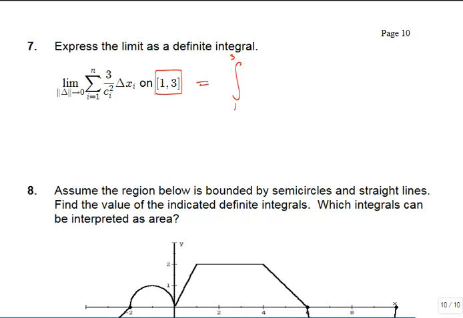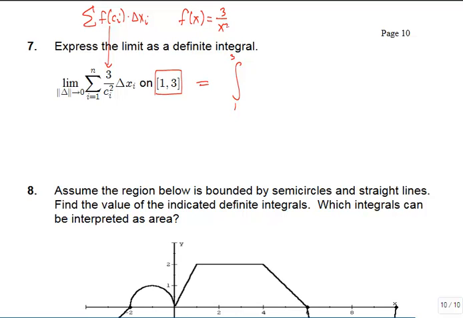The next thing we need to figure out is what function it is that we're using here. And remember, for your Riemann sum, you're taking the sum of those f of c sub i's times those delta x sub i's. These are your heights of your rectangles. These are your widths. So what function is it that we're using if, after I plug in c sub i, I get 3 over c sub i squared? What must my function f of x be? Well, it's got to be 3 over x squared, so that if I plug in c sub i for x, this becomes 3 over c sub i squared.